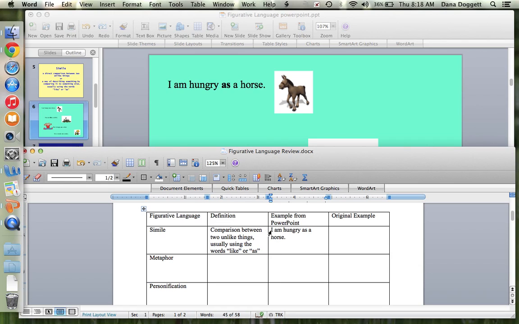So you can see it's a comparison between two things, how hungry you are and a horse, and it used the word as to compare them. So that's how I know it's a simile. The last thing you need to do is create your own original example. So this isn't entirely original because I know that I've heard it before, but I'm going to put it down. I am as busy as a beaver. So I'm still comparing two things, how busy I am with a beaver, and then I used the word as, so that's how I know it's a simile.